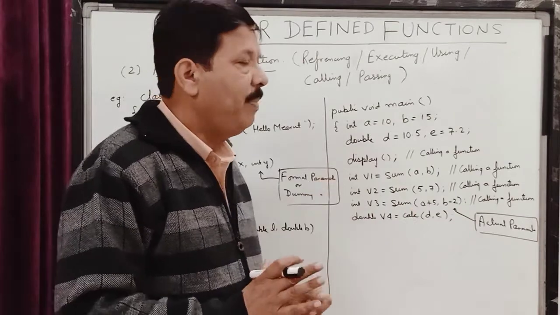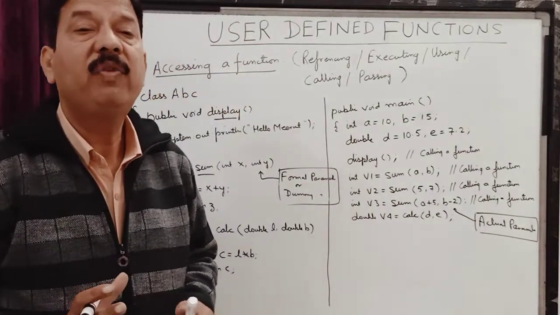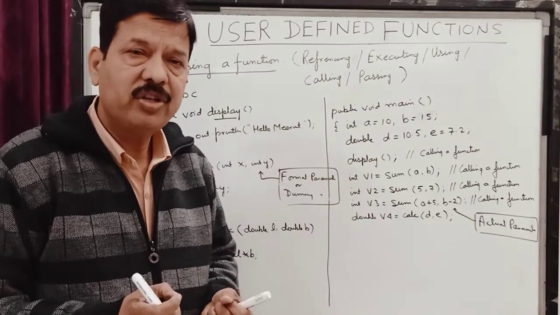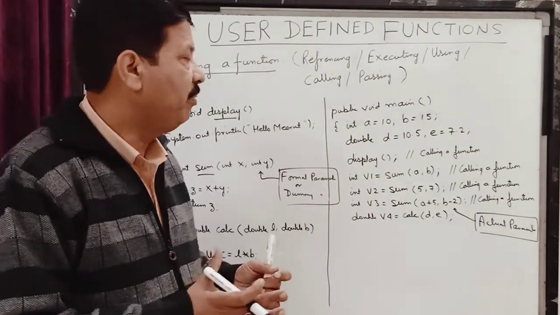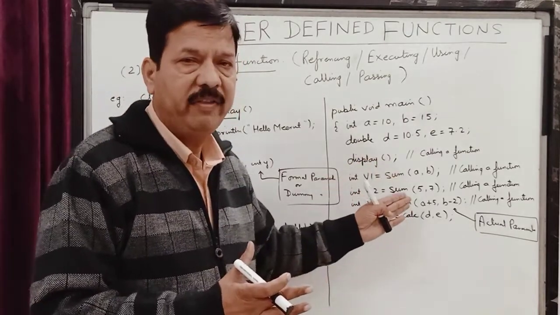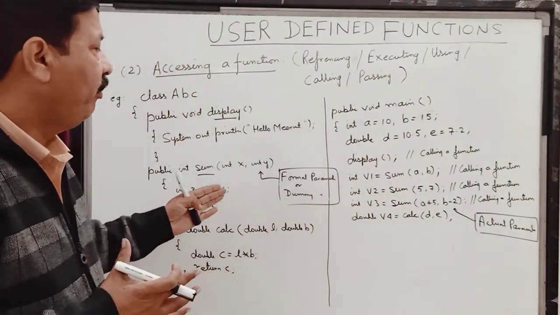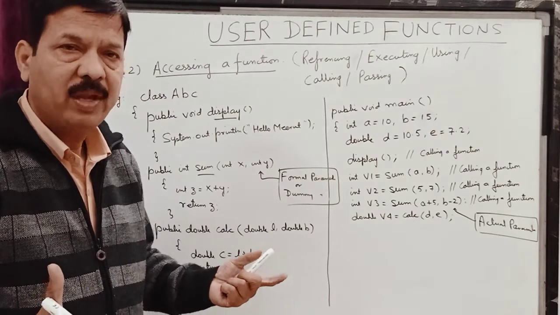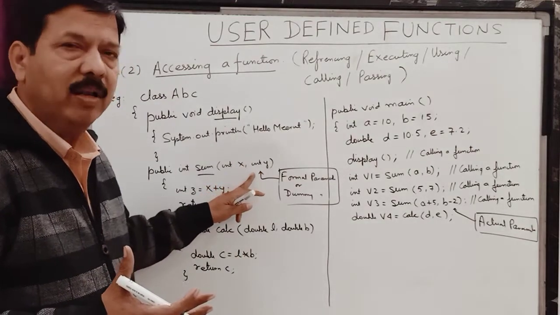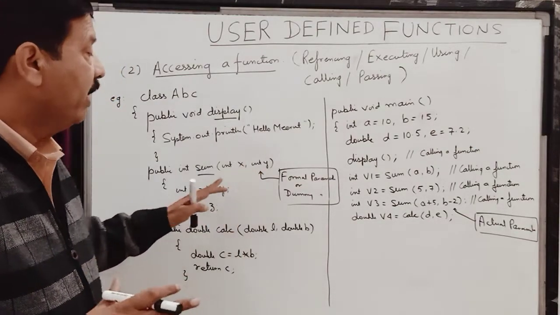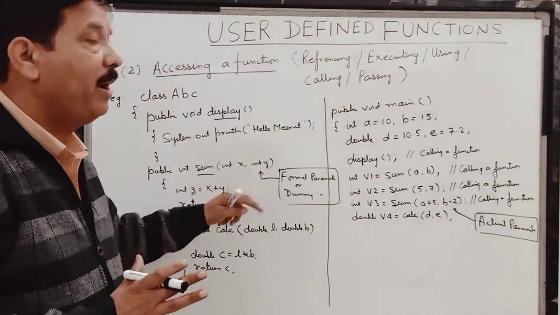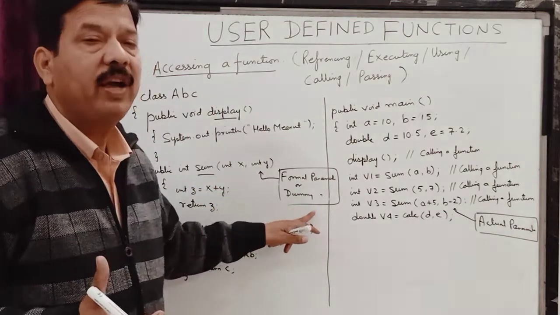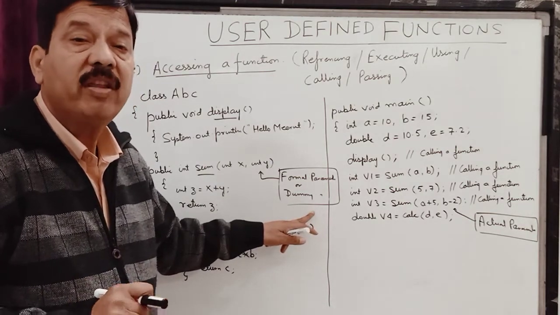So the actual parameters are the parameters which are used at the time of calling a function, and these actual parameters may be variables, constants, and expressions, whereas formal parameters are the parameters which are used to define a function, and they are always variables along with their data types. Since at the time of defining a function these parameters do not contain any value, they are also called dummy parameters. So I hope children this is clear.